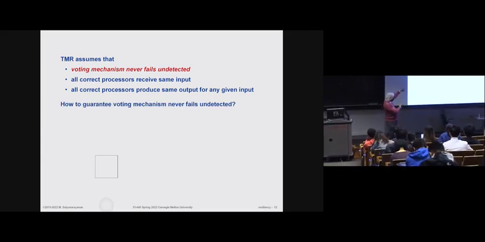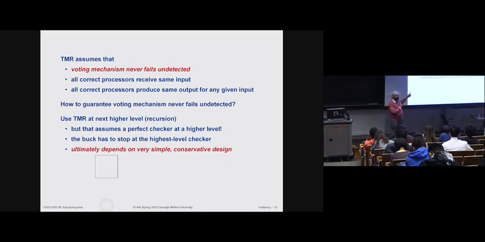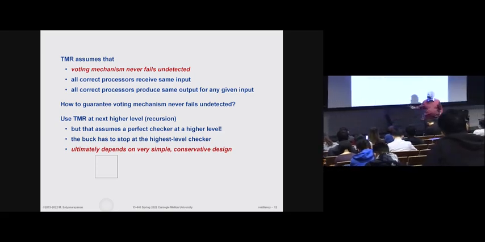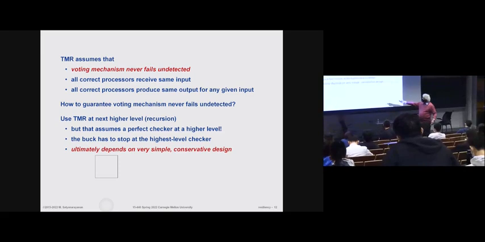So how do you guarantee that the voting mechanism itself never fails undetected? Well, you could use triple modular redundancy for that. Recursion is wonderful. And so that triple modular redundancy, okay, that one itself has a voter. How do you make sure that voter doesn't fail? You have one more level of recursion. But you all know that the recursion has to end at some point.